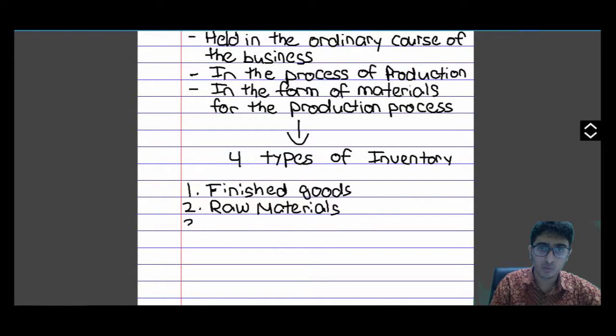Third one is work in progress. Work in progress simply means that they are not raw materials, but they are not finished goods. This means that they are still in progress. It is in between a raw material and a finished good. And the fourth one is what we call goods purchased for resale.